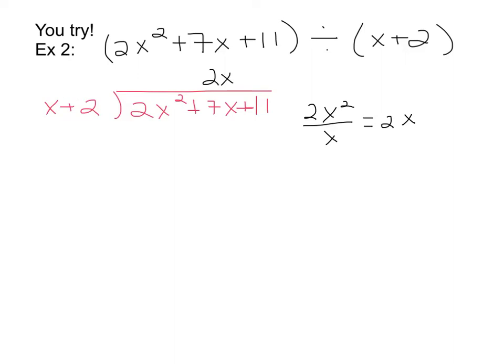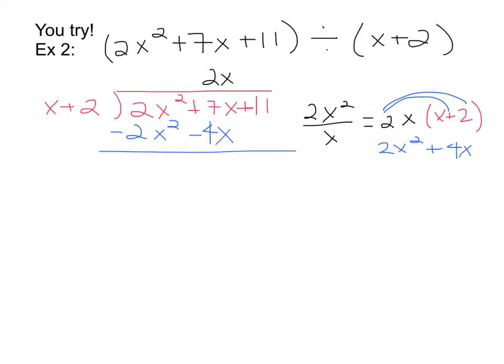Now let's find out what we're going to subtract, so we have to multiply it by x plus 2. So 2x times x gives me 2x squared. 2x times 2 gives me plus 4x. And then change both signs. So instead of positive 2x squared, it becomes negative 2x squared. Instead of positive 4x, it becomes negative 4x. Okay? 2x squared minus 2x squared cancel each other out. 7x minus 4x gives me 3x. Bring down the plus 11.